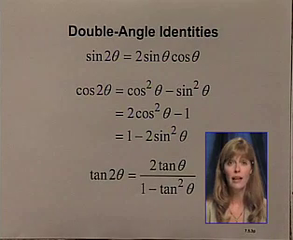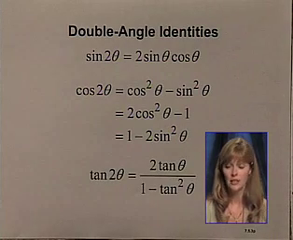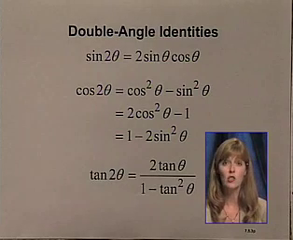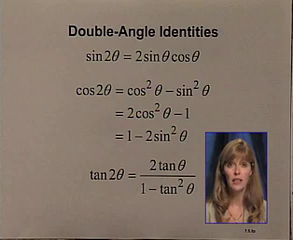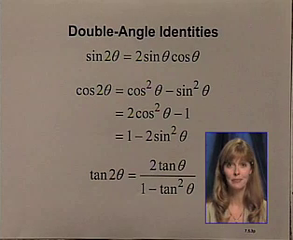The third double angle identity deals with tangent, and we can rewrite the tangent of 2 theta in the format 2 times the tangent of theta divided by 1 minus tangent squared theta.